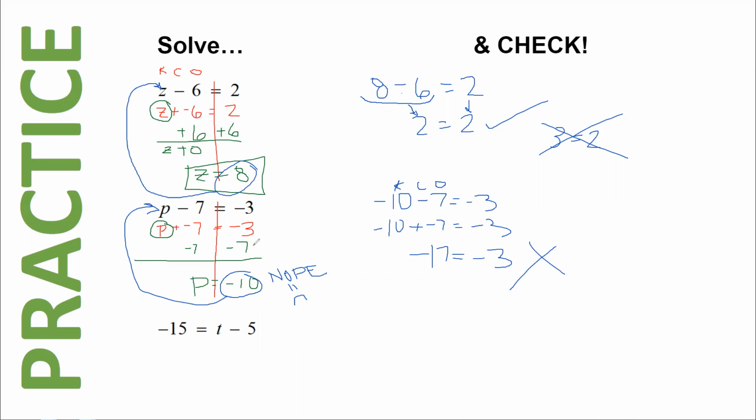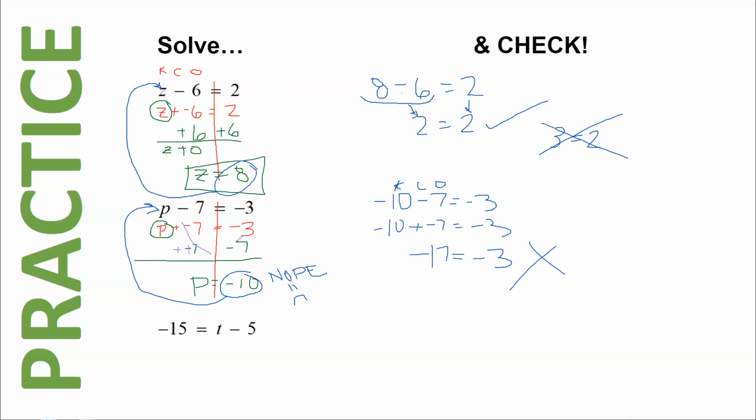Hopefully you noticed that I had a negative 7 and I took away 7 more. So those two numbers added together is going to give me a negative 14, which is not what I want. What I should have done was I should have added 7. So negative 7 plus 7 is going to give me 0. So that would go away.